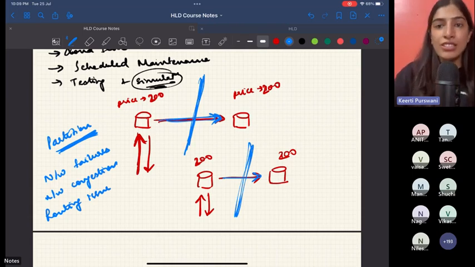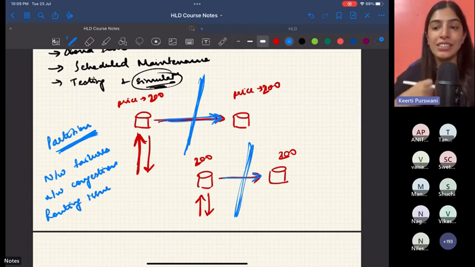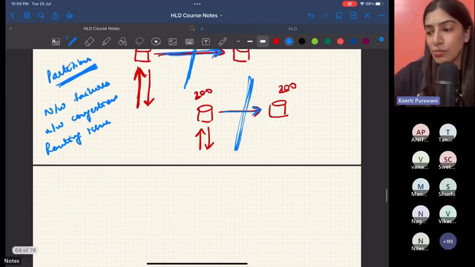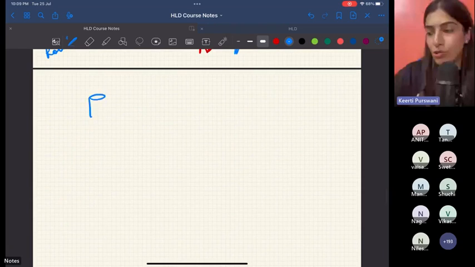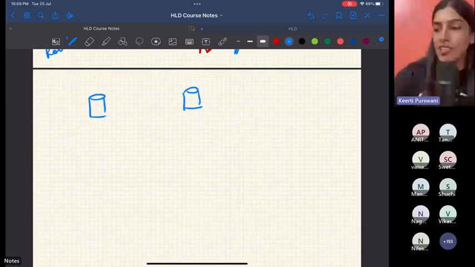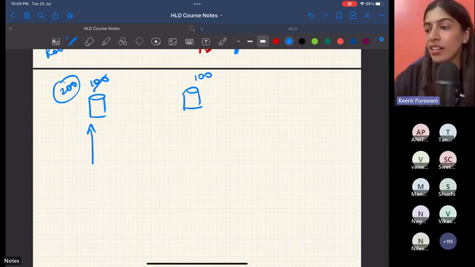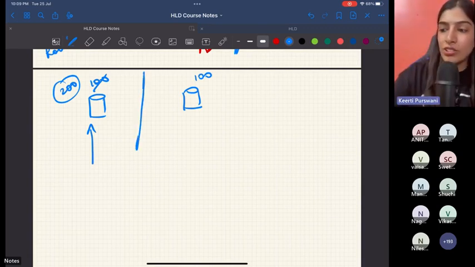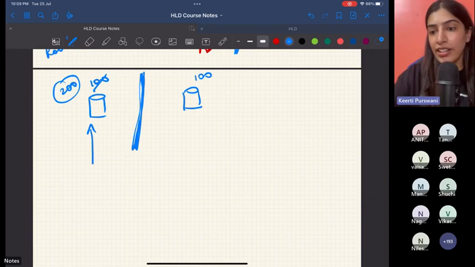Now let's see, can we still support both consistency and high availability? Let's try to support both. Two databases, initial price is 100. A request comes and I want to update it to 200. I updated my value to 200, but I cannot communicate to the other database, right?